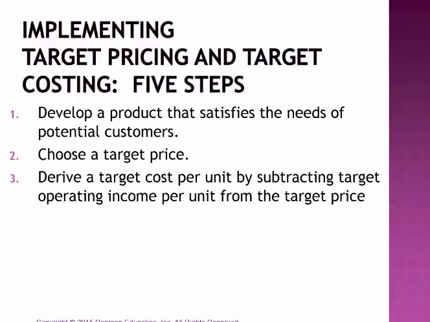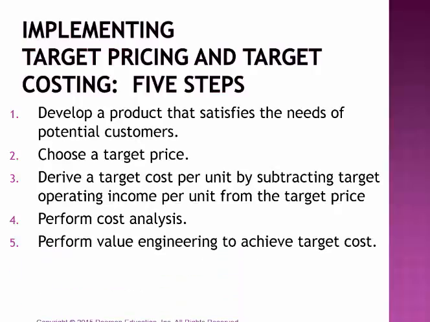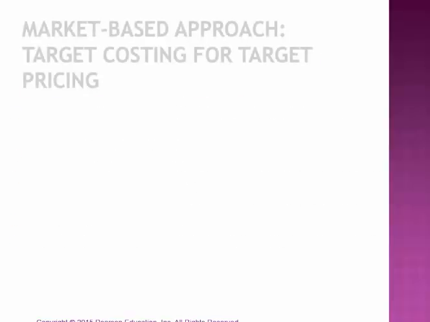We're going to derive the target cost per unit by subtracting the target operating income per unit from the target price. So in other words, we're starting at the target price and backing our way through the process of costing. We will perform cost analysis, and we will perform value engineering in order to achieve that target cost.